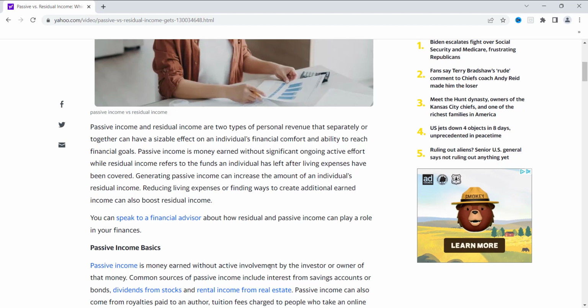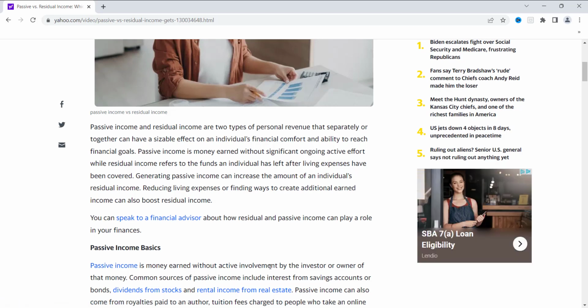So now let's go back to the basics right here before I go too deep, and let's talk about passive income and residual income right here at the top. This says that passive income and residual income are kind of like two personal revenues that are separate but together, which I believe is the same thing.